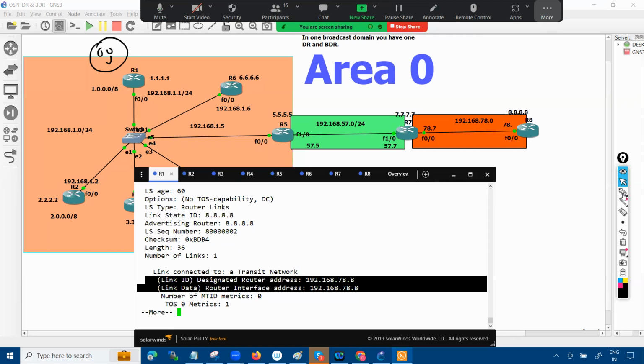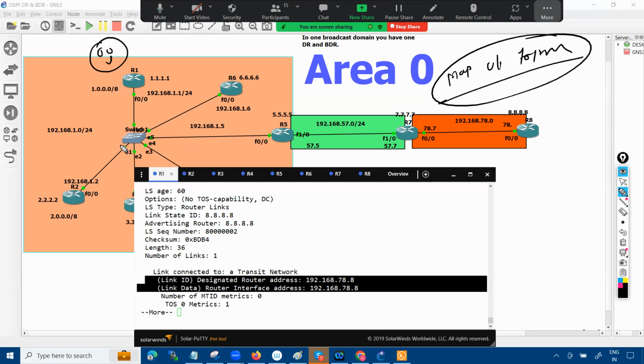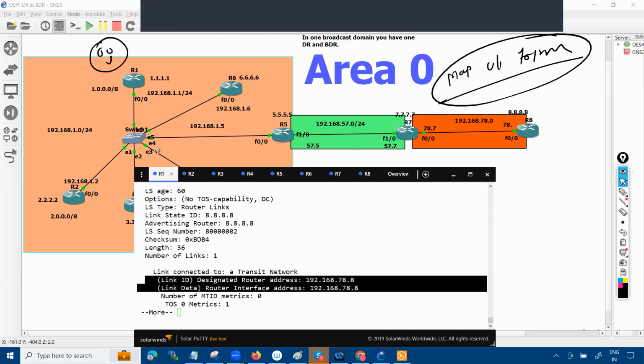That's why OSPF behaves like a map of the topology. It created the map of the topology, right? It's like the Google Maps we have for cities to find the shortest path. There will be no loop, right? OSPF is an amazing, brilliant protocol that creates the map of the topology. Based on the map, it figures out which one is the shortest path for me. And it creates a loop-free topology because of the area 0 concept.